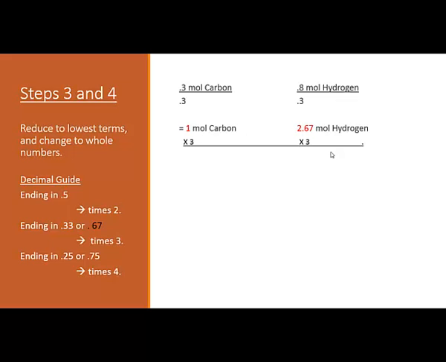Since our only decimal is a 0.67, let's multiply both of our terms by 3. For carbon, we have 1 times 3 for a total of 3 carbons, while hydrogen has 2.67 times 3, giving us 8 hydrogens. Therefore, our empirical formula is C3H8, or propane.